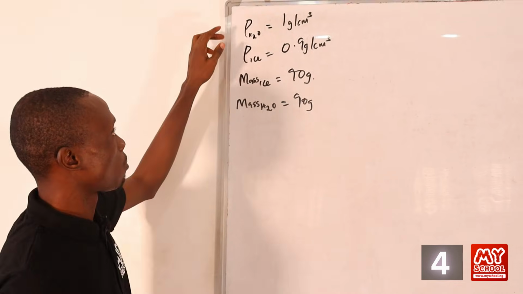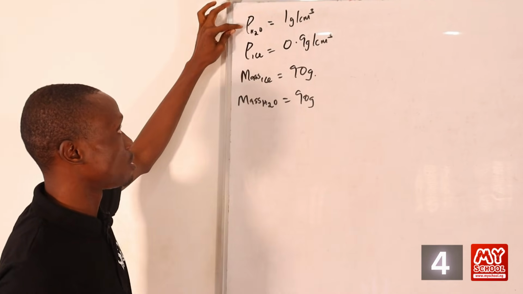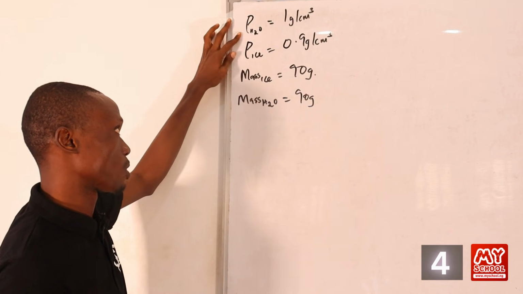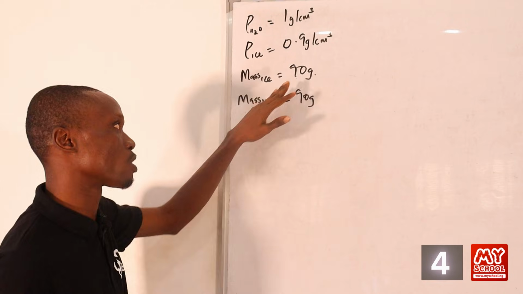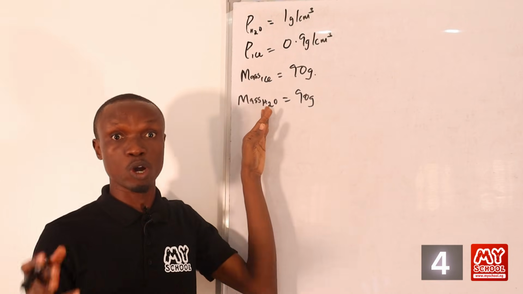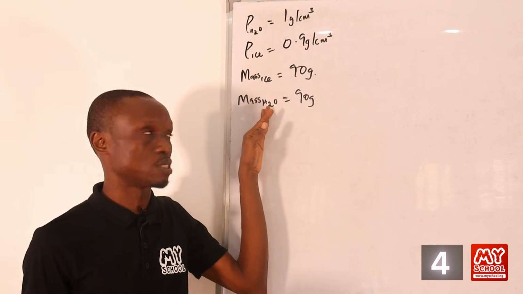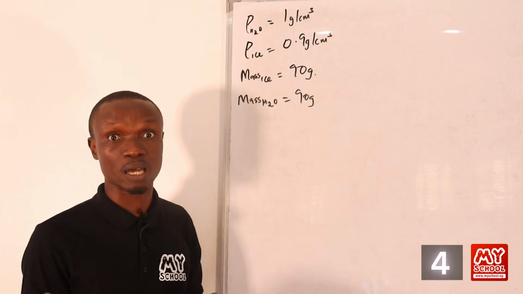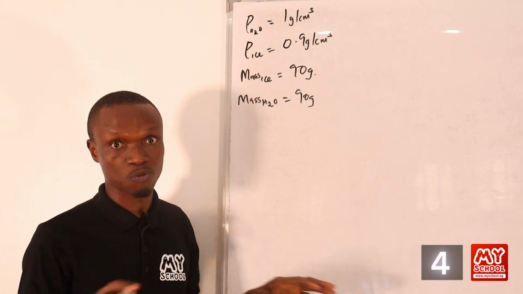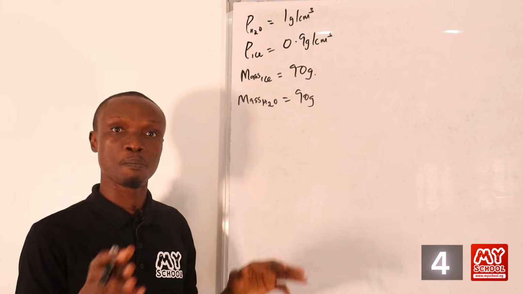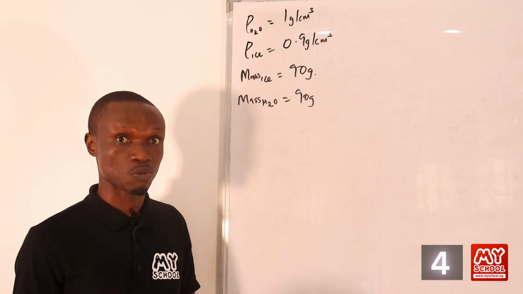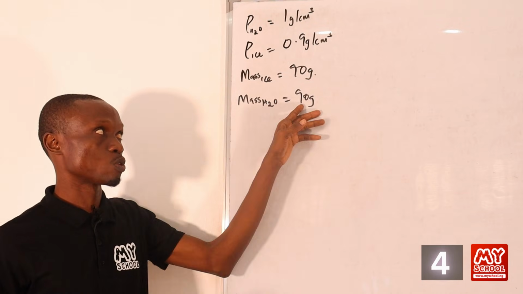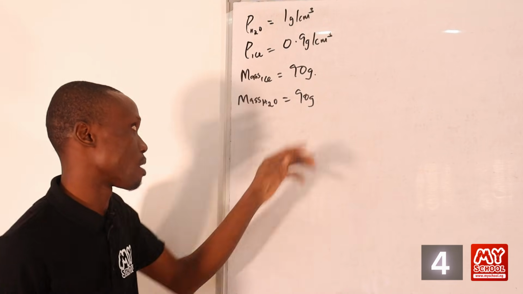Okay, so the values that are given to us: we are given the density of ice, we are given the density of water. We're also given the mass of ice, but we are not given the mass of water. But what you must take note of is that when ice melts, or when ice changes into water, the mass of the ice is conserved, so there's no change in mass. So the mass of the ice and the mass of the water will still be the same. That's why we are using the mass of water to be equal to 90 grams.